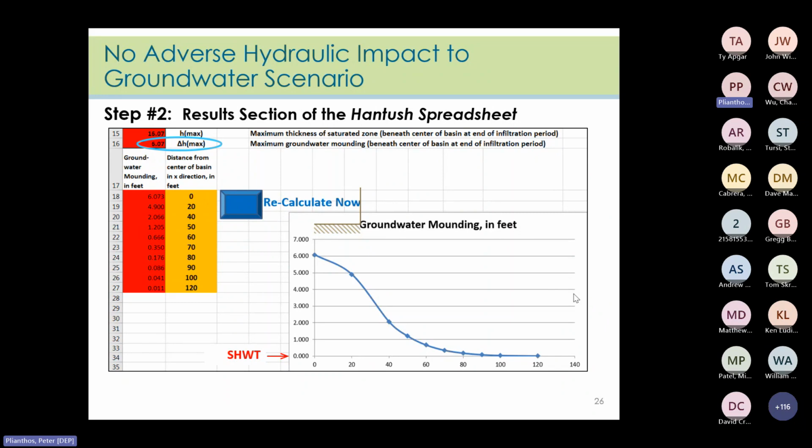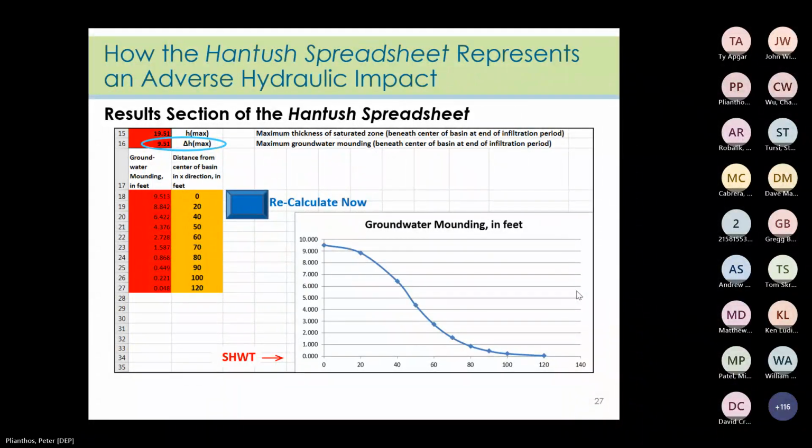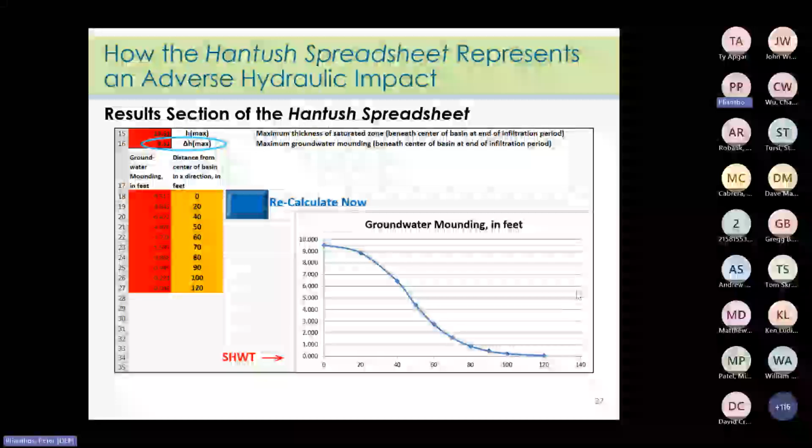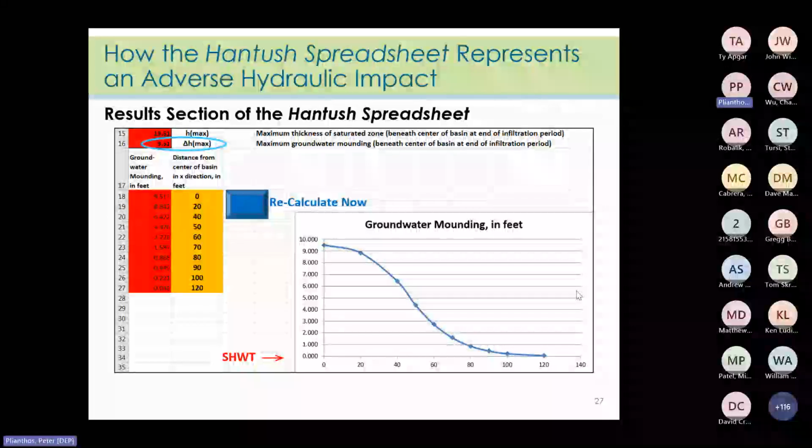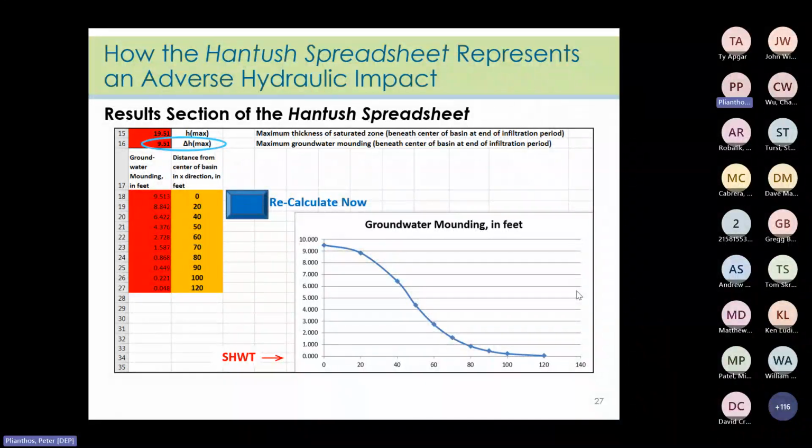Next, let's talk about when things go wrong, meaning adverse impacts. This slide is not for the example I just presented. It is meant to show you what happens in the spreadsheet when the groundwater mounding height is too high. If you click on the dark blue Recalculate Now button, and the results show delta H max in the area I have circled is larger than the distance from the seasonal high water table to the bottom of your BMP, you won't be able to tell just by looking at the graph.